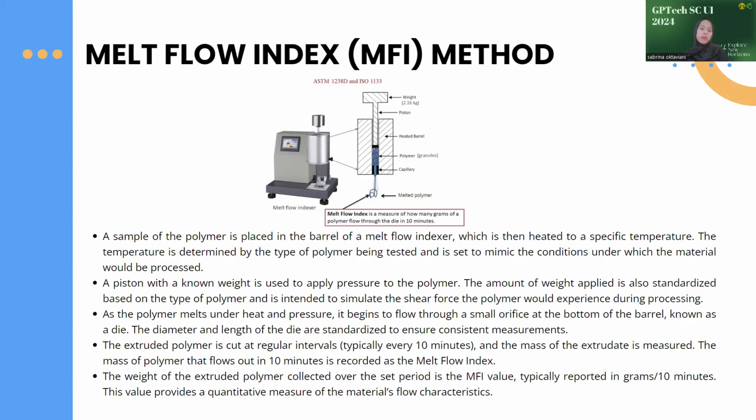of polymer. And next, as the polymer melts under the heat and pressure, it begins to flow through a small orifice at the bottom of the barrel known as a die. The diameter and length of the die are standardized to ensure consistency of measurement. The extruded polymer is cut at regular intervals, typically every 10 minutes, and the mass of the extrudate is measured. The mass of polymer that flows out in 10 minutes is recorded as the melt flow index.